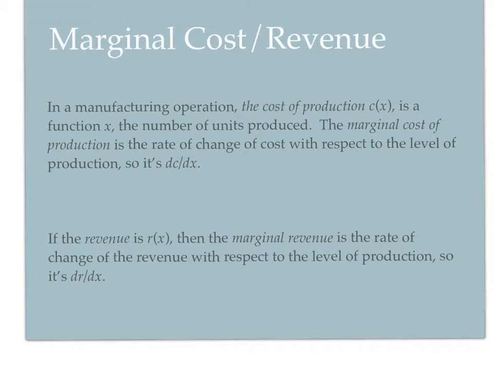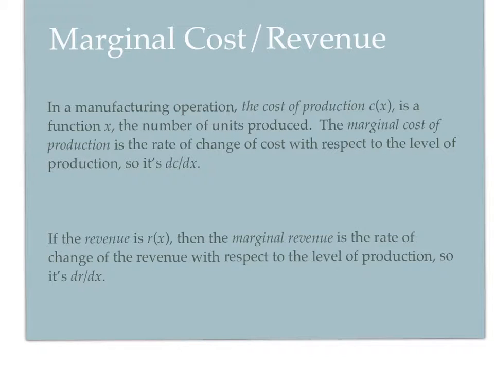Okay, so we're going to look at marginal cost and marginal revenue. There will probably be a question or two of this on your test. It's pretty easy, though. So if you have a cost of production, that means the total cost for however many x are produced. So if you're making shirts, the cost to make 500 shirts, that would be the formula.